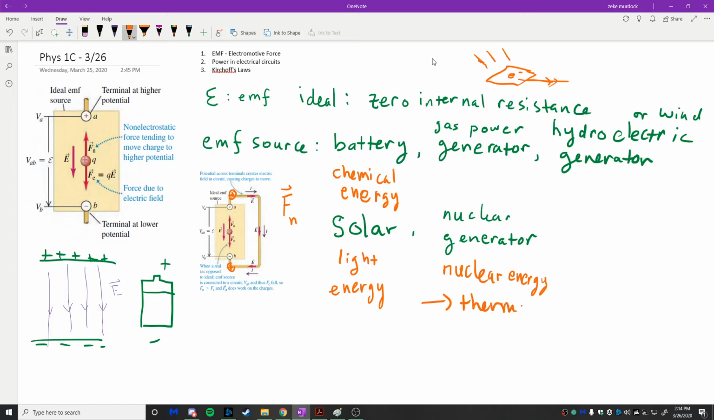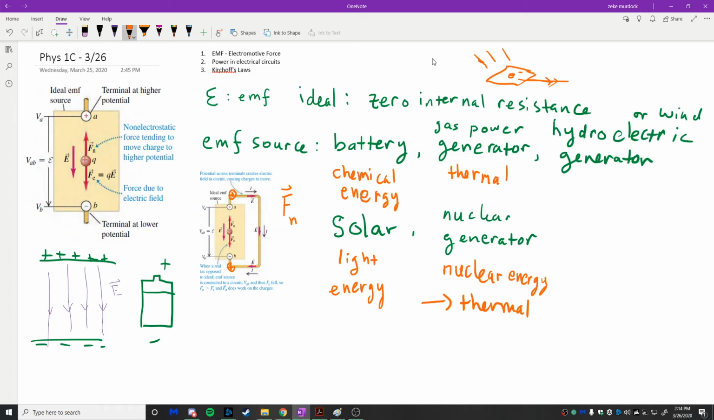Okay. And the same thing happens here. The gas power generator is also thermal energy. You burn gas. I'll talk about how these things work here in a second. But here you burn gas, and here you basically burn nuclear fuel, effectively, to produce thermal energy. And then that thermal energy is what's used to cause the charges to move from here to here. And I'll talk about how that happens in a second.